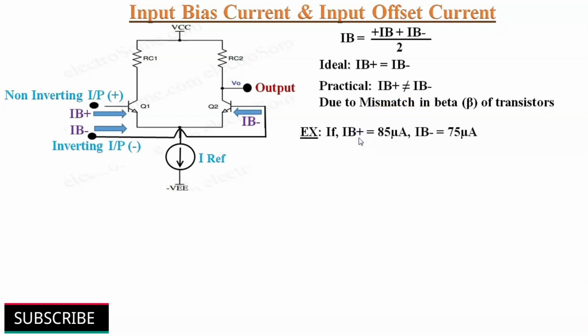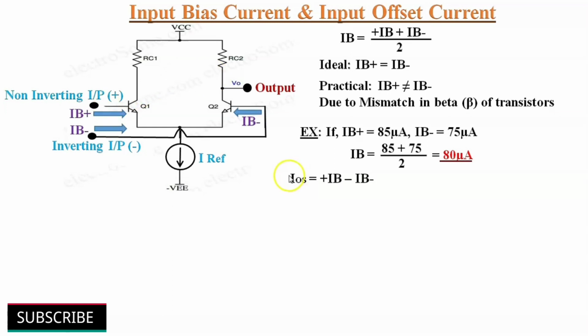For example, if IB plus is equal to 85 microamperes and IB minus is equal to 75 microamperes, then IB is equal to 85 microamperes plus 75 microamperes divided by 2. That comes to 80 microamperes as input bias current. The difference in base currents indicates how closely matched the transistors used in the op-amp are. This difference is defined as input offset current IOS. Input offset current IOS is equal to IB plus minus IB minus, which is 85 microamperes minus 75 microamperes, that comes to plus or minus 10 microamperes as input offset current IOS.